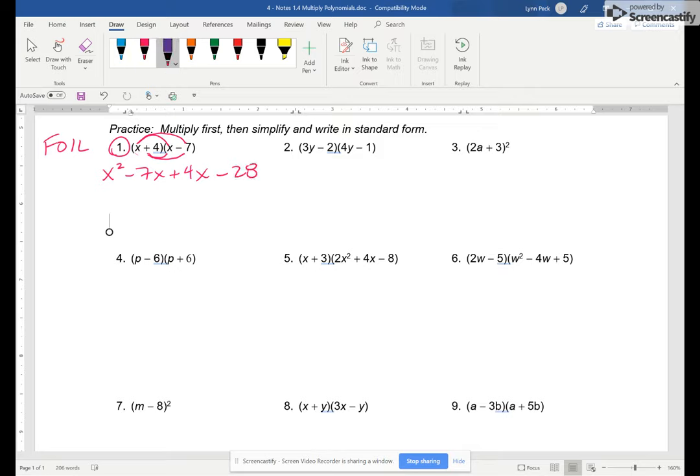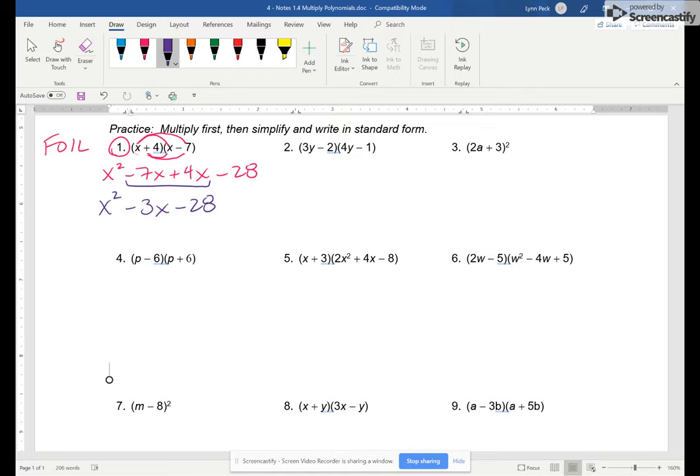Now, just like we had to do yesterday or in class today, you have to combine like terms if you see them. So there's no other x squared, but the negative 7x and the positive 4x combine to become negative 3x. There's no other constant, so it stays negative 28. And that's as simplified as you can go. Once the parentheses are gone, remember, you're not multiplying anymore. You're just adding and subtracting like terms.